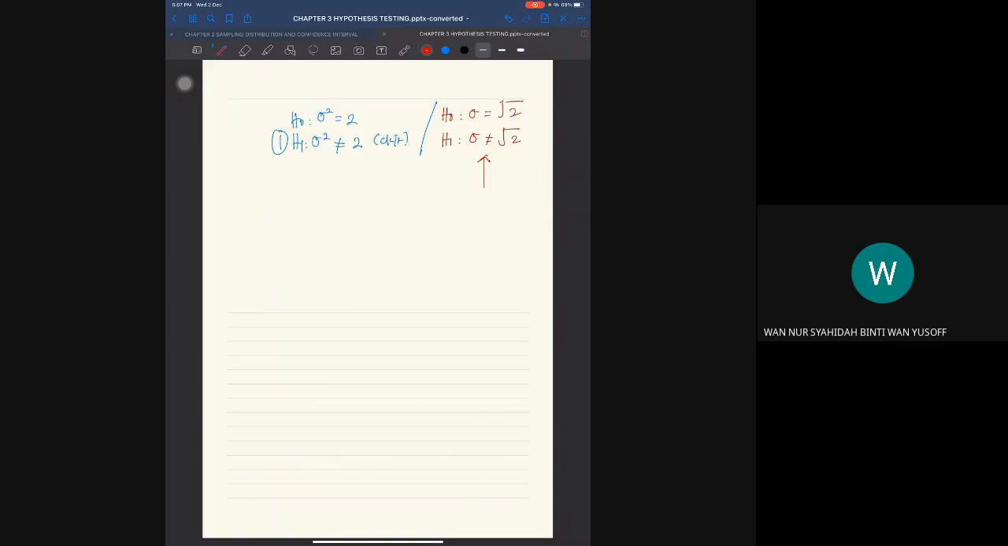Okay, is it correct if we have this kind of hypothesis? No, I think. No. The rest of you? No. No. Jawapan lain? So the rest of you also no? No. Don't know, madam.